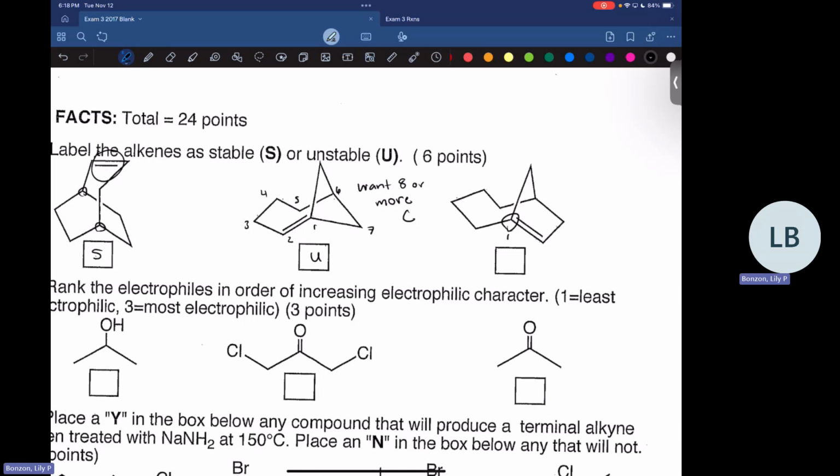And then this one, 1, 2, 3, 4, 5, 7, 8. So this one would be stable because there's enough carbons in the chain to alleviate that ring strain that's imposed on that bridgehead position. Yes.